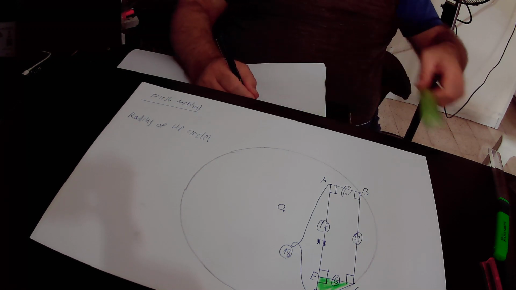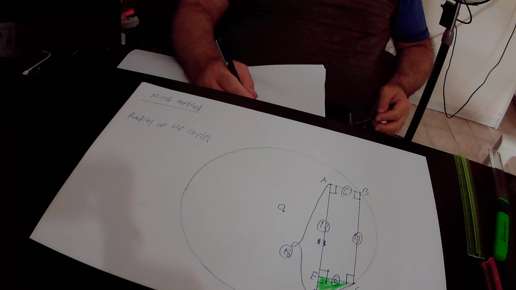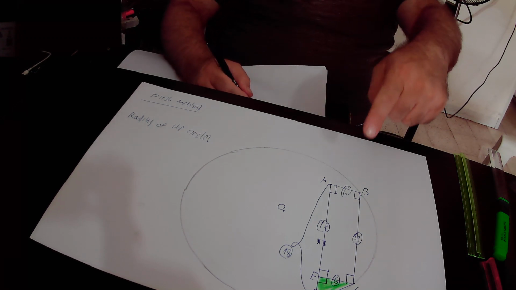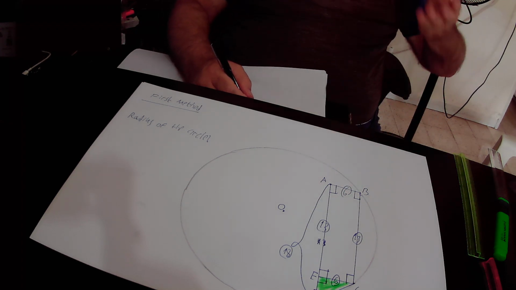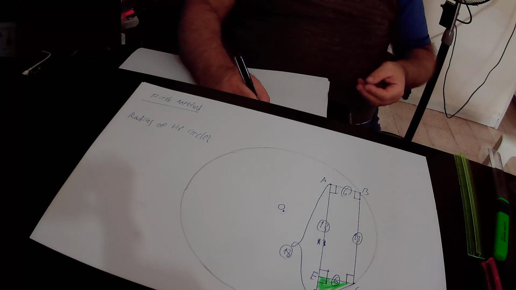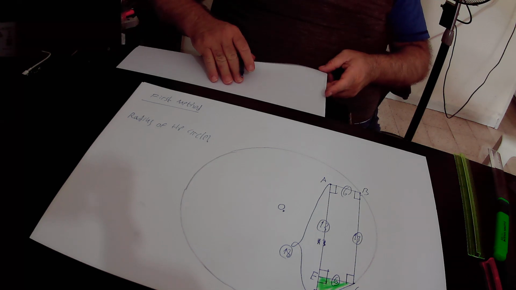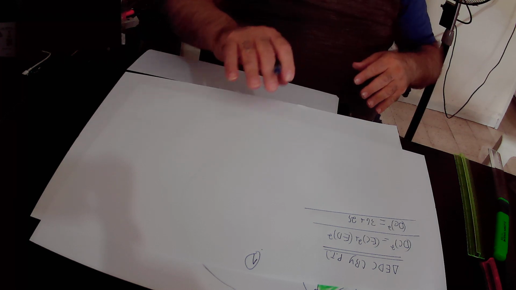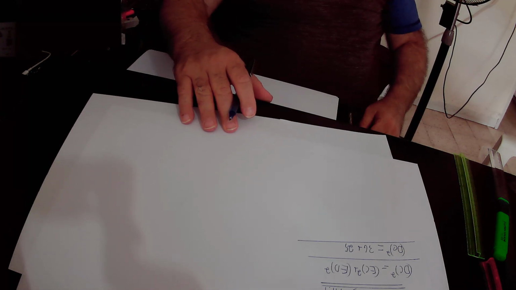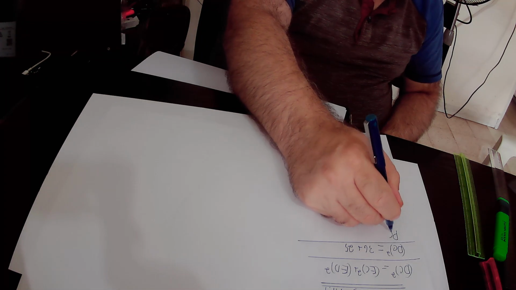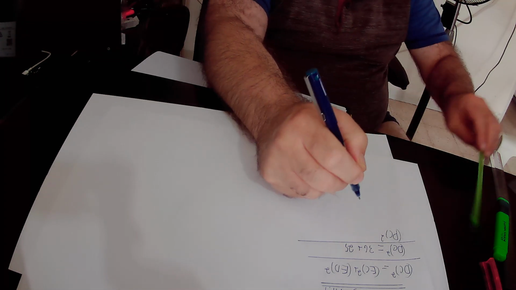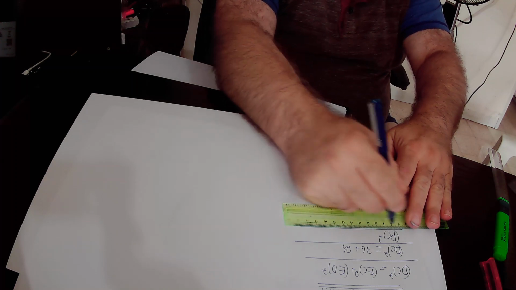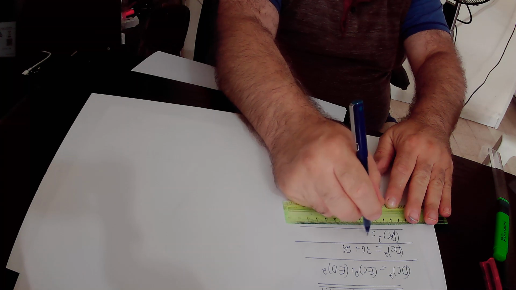So DC square, that is the square of the hypotenuse, is equal to EC square. EC equals 6, therefore EC square is equal to 6 square, that is 36, plus ED square. ED equals 5, therefore ED square equals 5 square, that is 25. In conclusion, DC square equals 36 plus 25. 36 plus 25 is 61, so DC square equals 61.